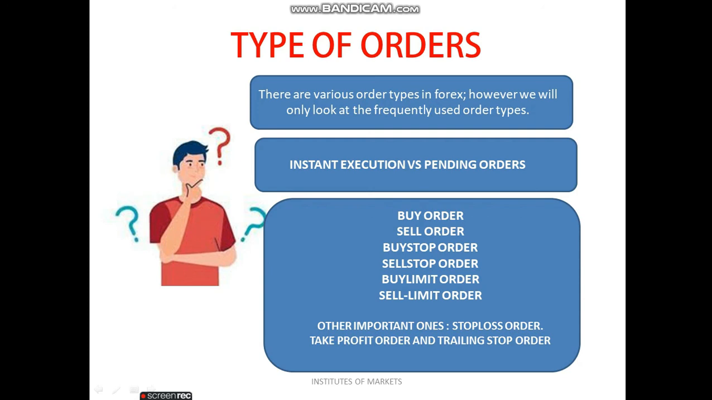Other important ones to know is a stop loss order, very important for beginners. If you are a beginner, always use a stop loss. Take profit order and trailing stop order. This take profit is the way you set the market such that if the market gets to a point and the amount of profit you want is reached, the market will close itself automatically. So the MT4 is fully automated.